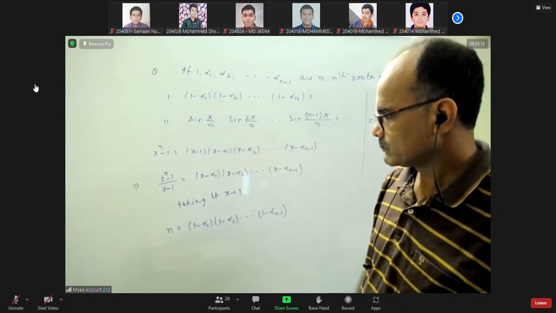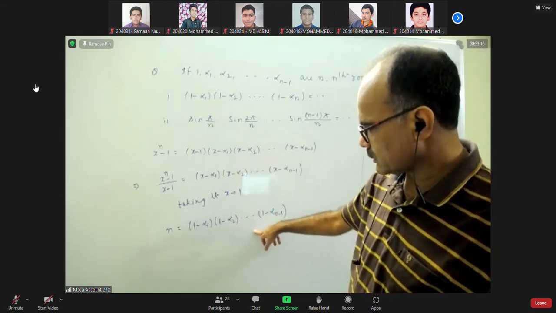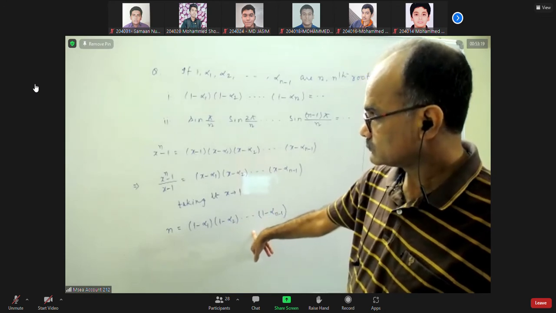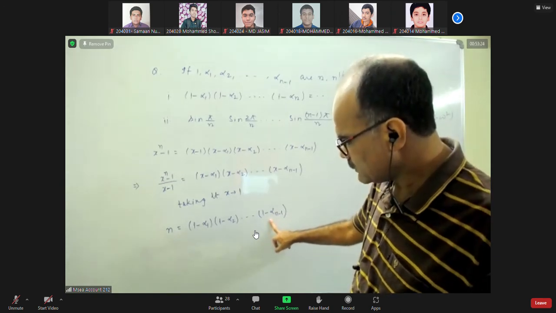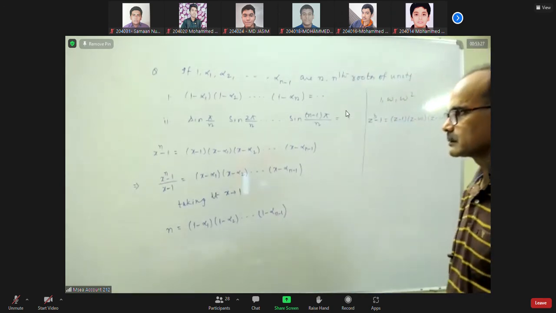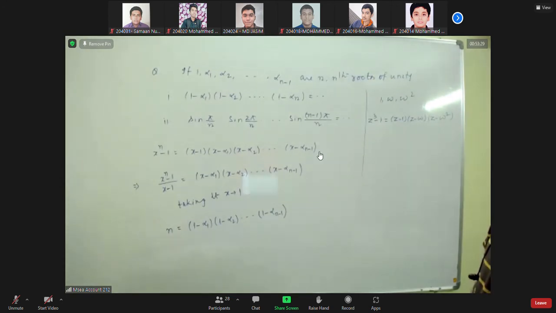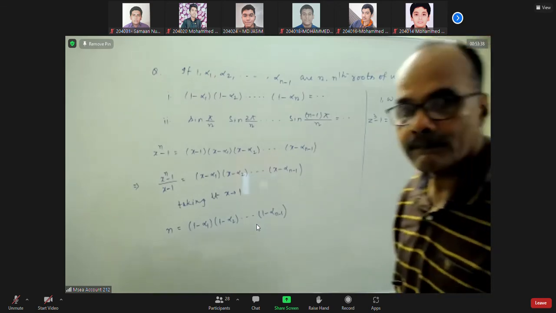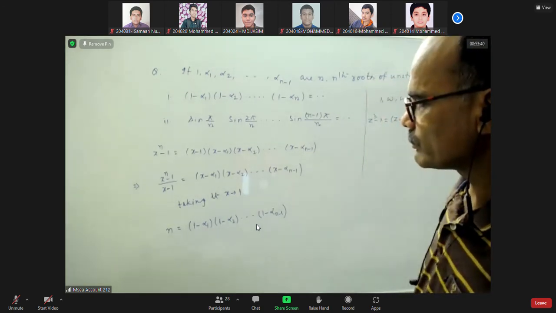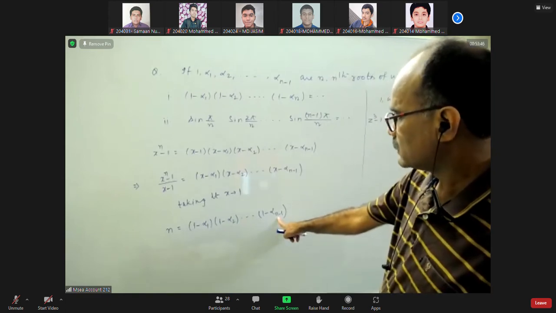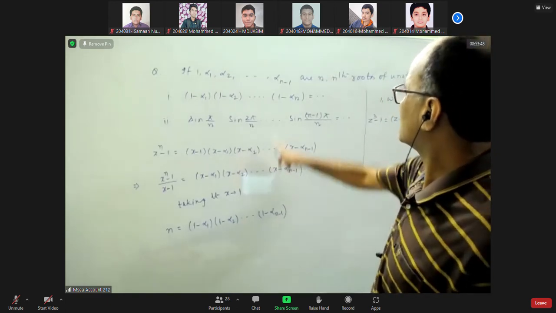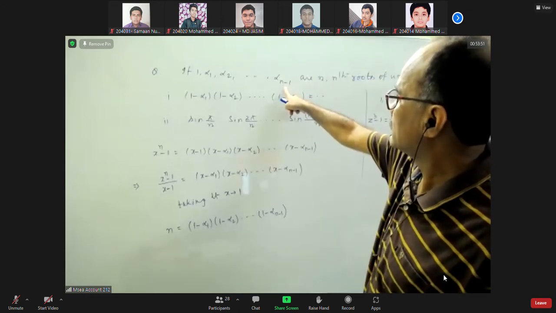Yes, sir. It will be similar to the first question or not? Only 1 minus alpha and 1 minus alpha, similar only. There it was Zk, here it is alpha n. You can take alpha k. One doubt, sir. Here 1 minus alpha n is also there, no, sir? 1 minus alpha n minus 1 is there in the question.